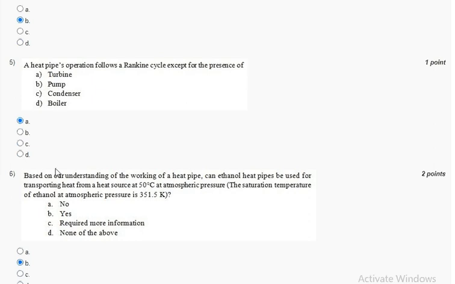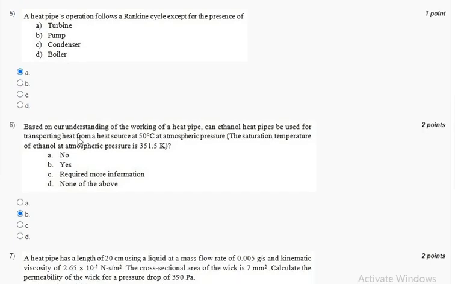A heat pipe's operation follows a Rankine cycle except for the presence of turbine. So turbine will not be there in that Rankine cycle based on the heat pipe operation.